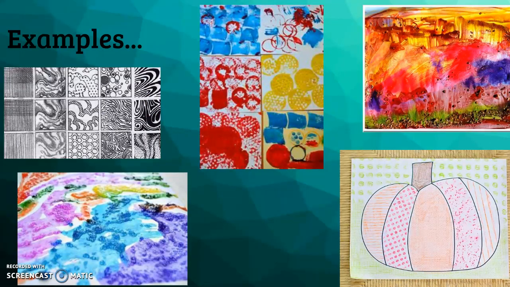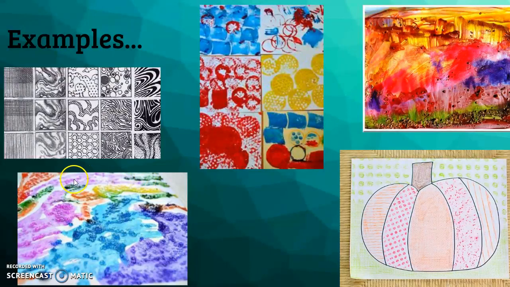Here are some examples of different art that uses the element of texture. In this example, they use different lines and shapes for their texture. This painting shows you the different stamps they used for texture. In this one, they show you the different strokes of paint.